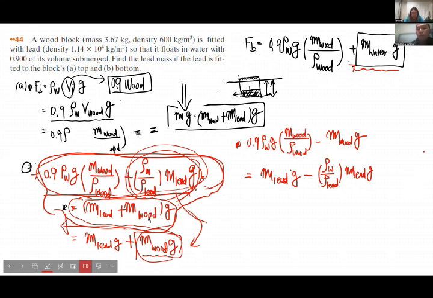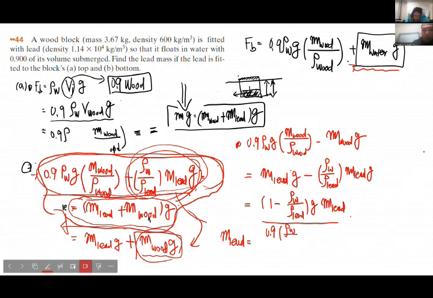If you combine the terms on the right-hand side, that should be 1 minus rho_W over rho_lead times G times M_lead, right? So if you divide both sides of this equation by 1 minus rho_W over rho_lead times G, then M_lead should be 0.9 rho_W.